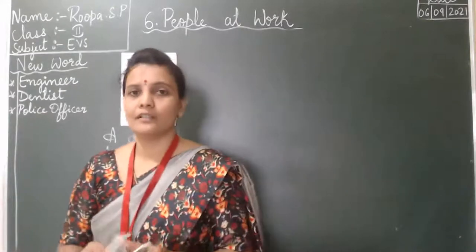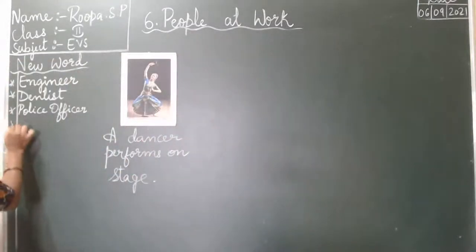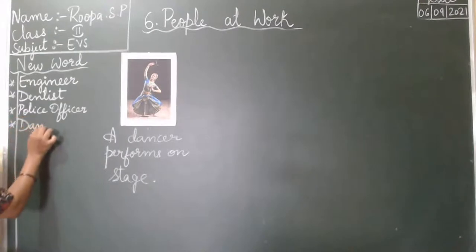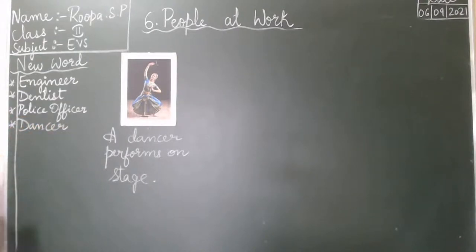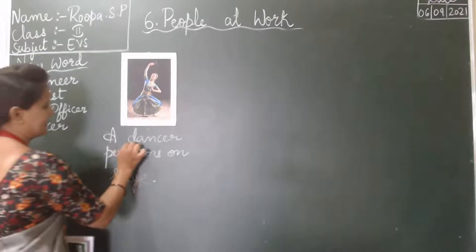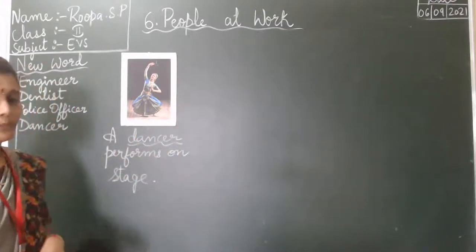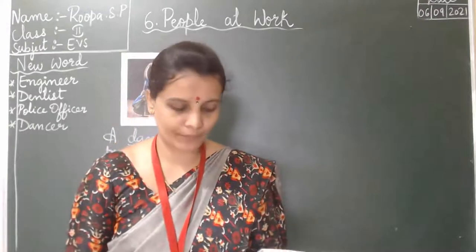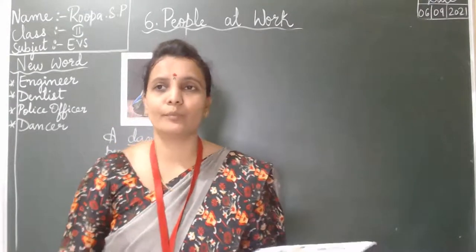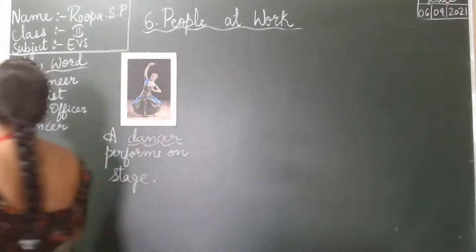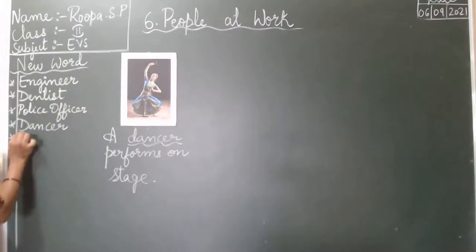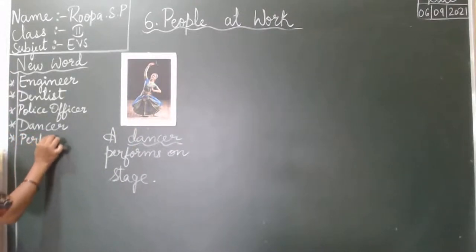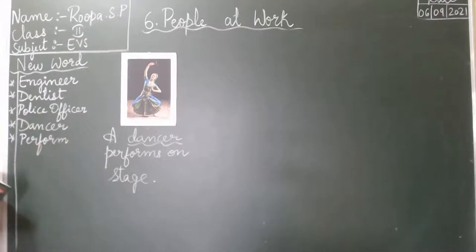Underline the word dancer. D-A-N-C-E-R. It's a hobby also, and the hobby has changed into a profession. And perform. What do you mean by perform, children? Underline this word: P-E-R-F-O-R-M. Perform. What does it mean?